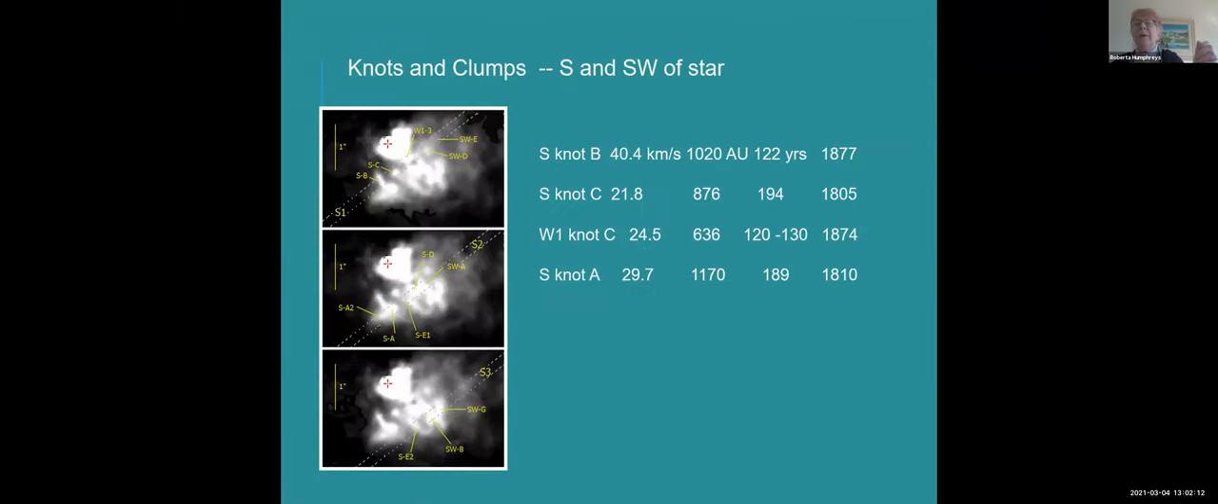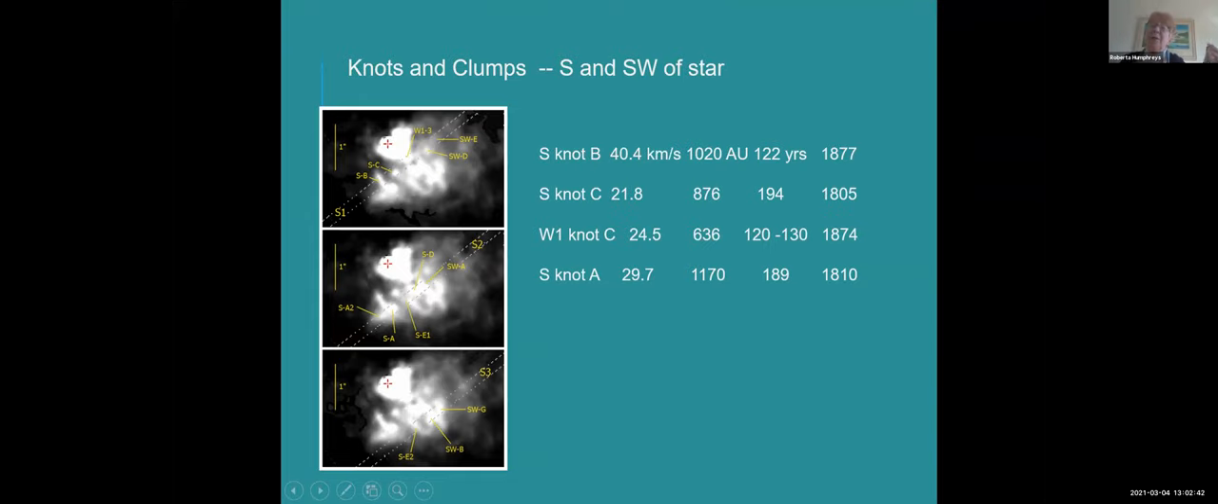But looking again to the second piece of work we did, we now look at the slits going across the knots to the south and southwest of the star. And here are 3 different panels showing the slits 1 through 3 crossing several different knots. And I'm simply summarizing for you the times of ejecta from the knots that correspond with the 19th century. You see several dates in the 1800s.